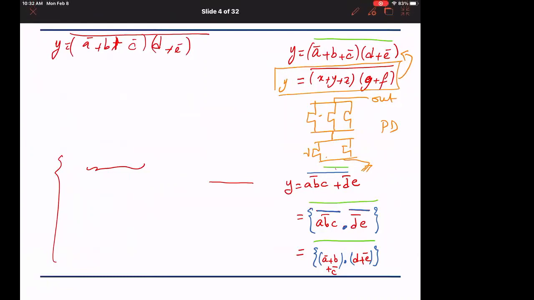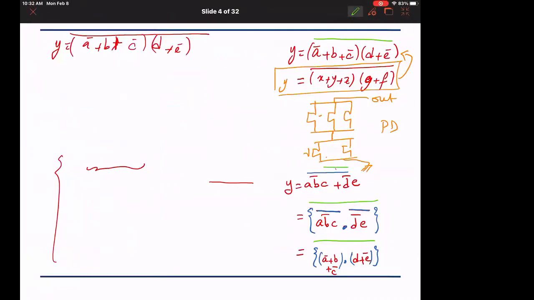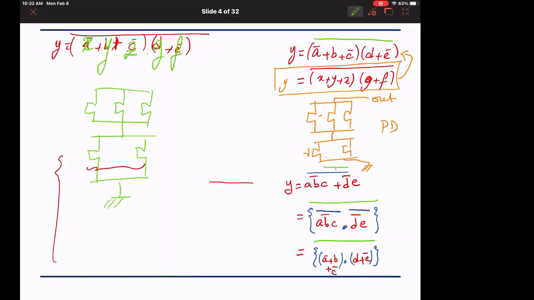If I treat this as if this is X, this is Y, this is Z, this is G and this is F, do we know how to draw this? Yes. I will get this structure: X parallel Y parallel Z, all in series with G parallel F. This will be between ground and out. This is the pull down.